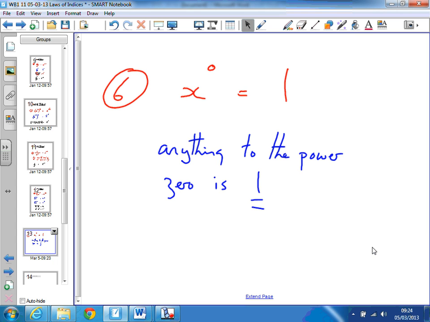I'll leave it as a little exercise for you if you'd like to have a go at proving why that's the case. Think of what I did to prove the first law of indices and the second law of indices. How can we use that to prove that anything to the power 0 is 1? I'll leave that for you to do.